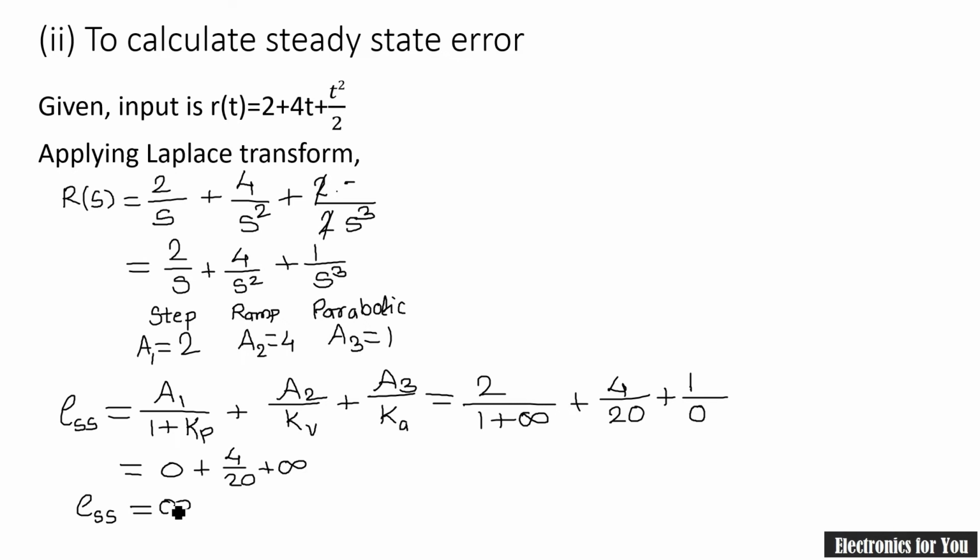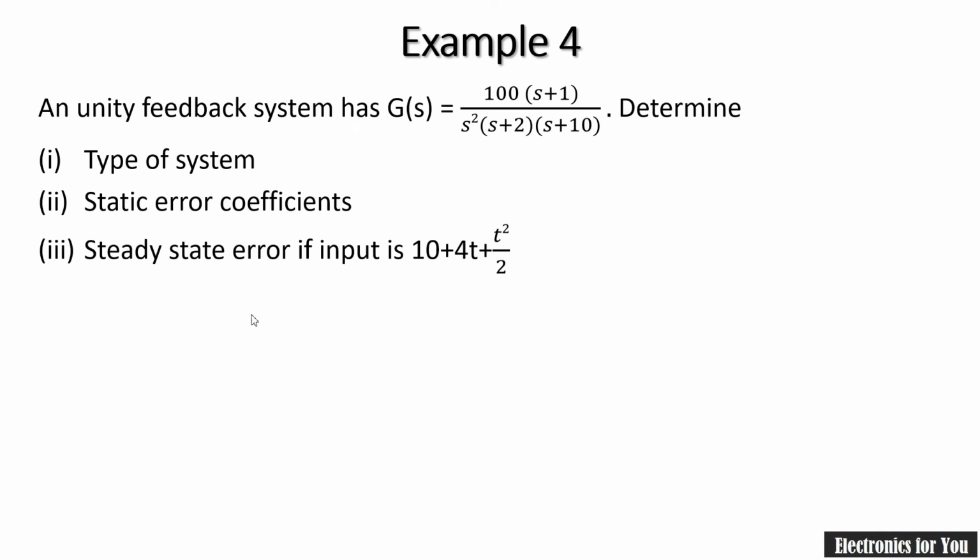It means that we are having an unstable system here. In this case, if we apply this input, in this way we calculated our static error constant and steady state error. Let us solve another problem. Now a unity feedback system is given, G of S is given as this one, and again we have to determine the type of system, static error constant and steady state error if the input is this term.